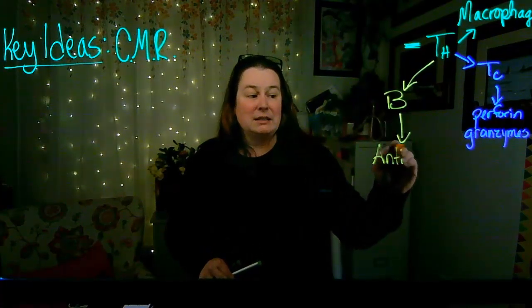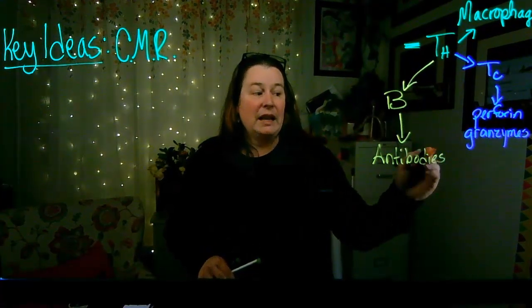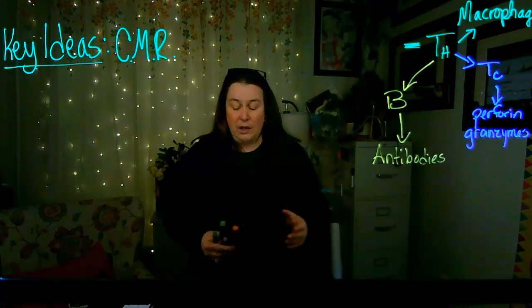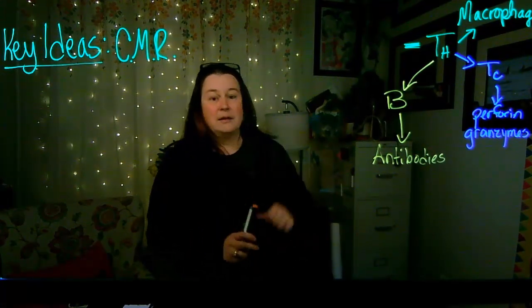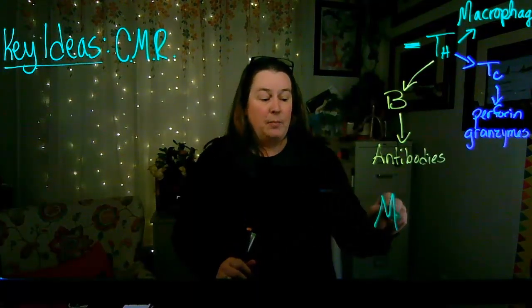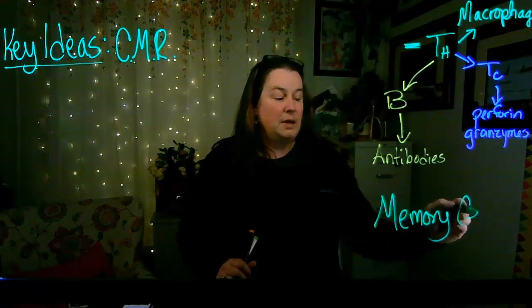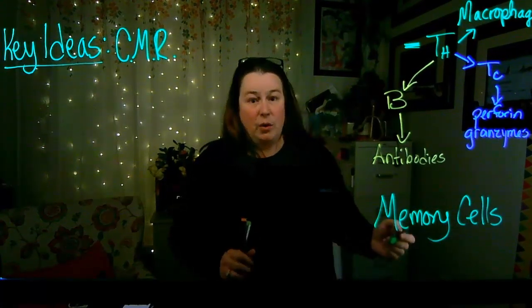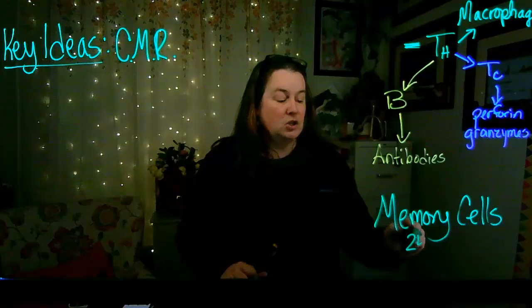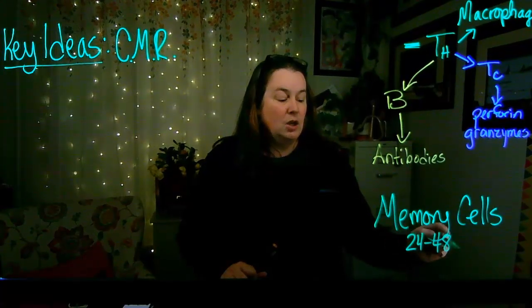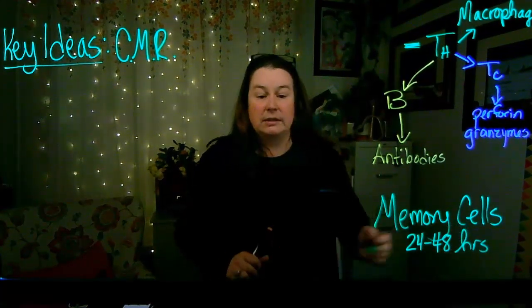And when the B cells respond favorably to the helper T cells and their signaling, we get the production of antibodies. Now, from all of these, we get a whole cohort at the end of this process of memory cells. And those memory cells are really important to us because these memory cells can respond quicker. They typically can start to mount a response in as little as 24 to 48 hours.